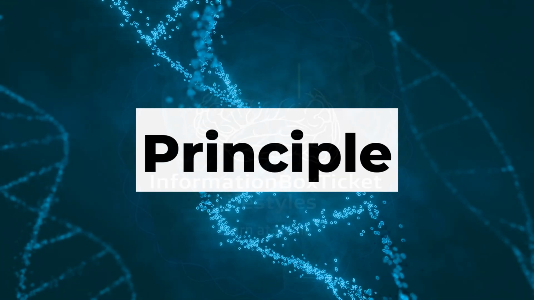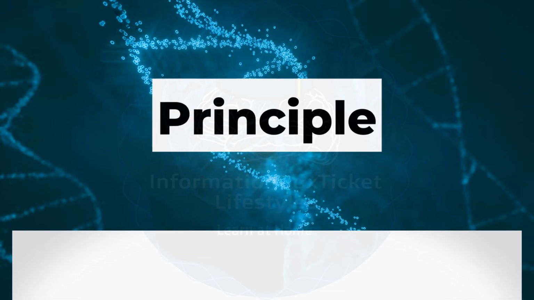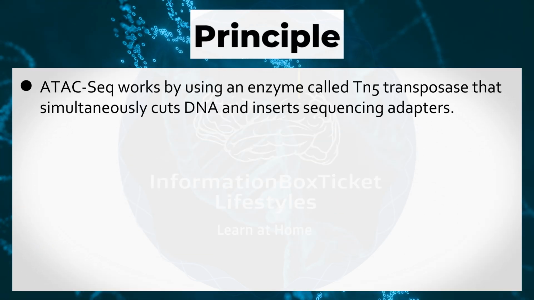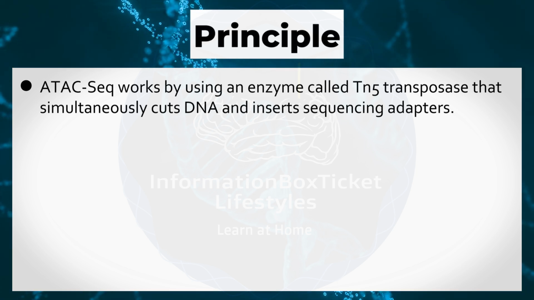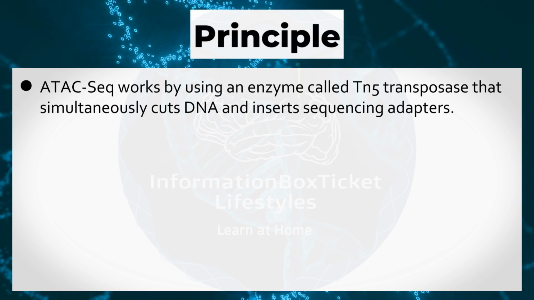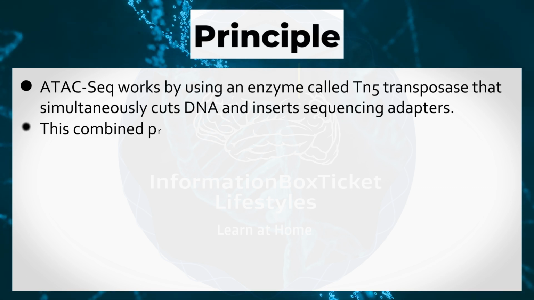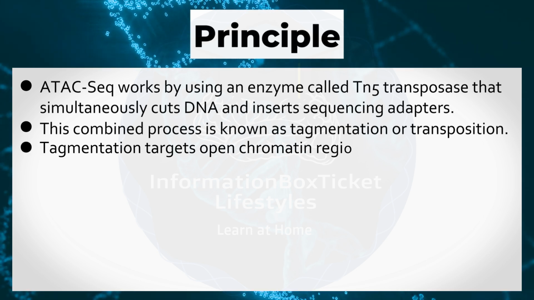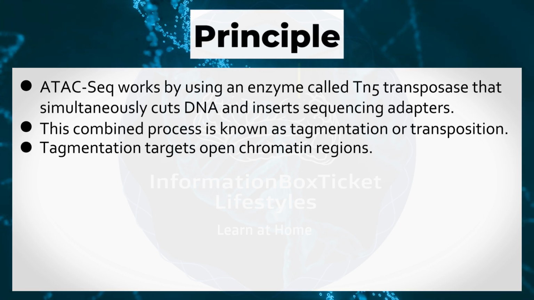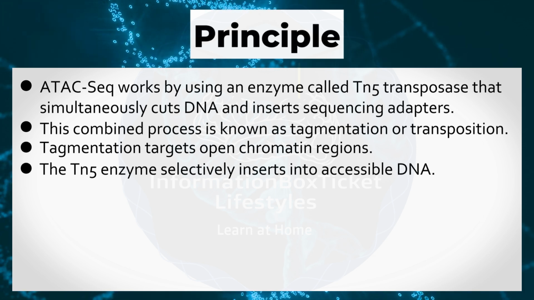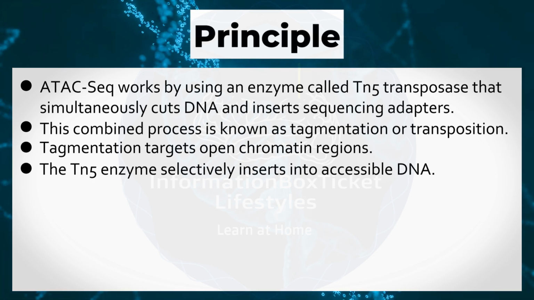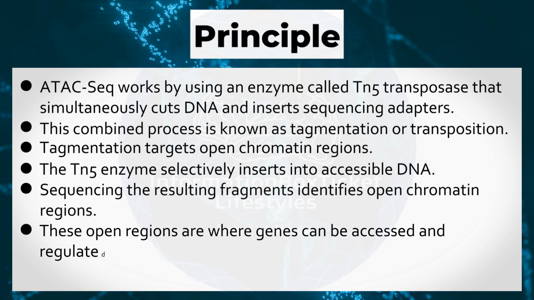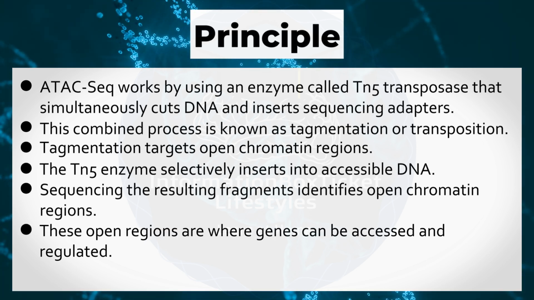Principle of ATAC-Seq. ATAC-Seq works by using an enzyme called TN5 transposase that simultaneously cuts DNA and inserts sequencing adapters. This combined process is known as tagmentation or transposition. Tagmentation targets open chromatin regions. The TN5 enzyme selectively inserts into accessible DNA. Sequencing the resulting fragments identifies open chromatin regions. These open regions are where genes can be accessed and regulated.